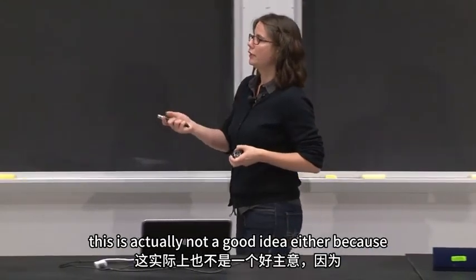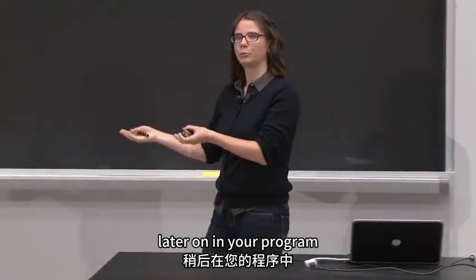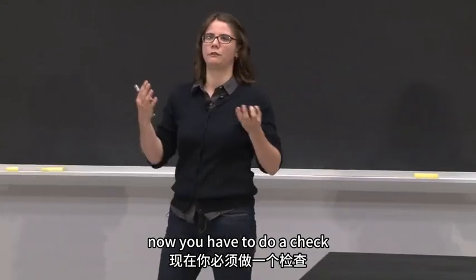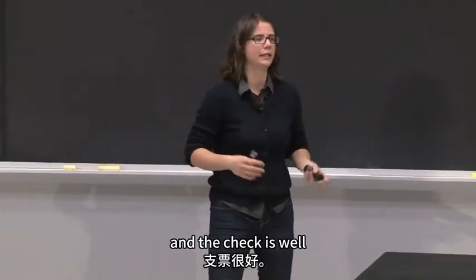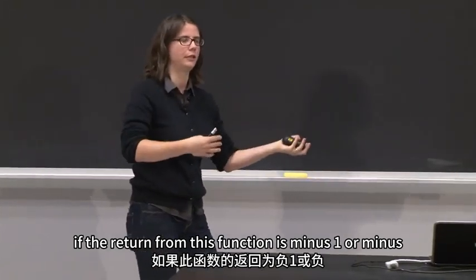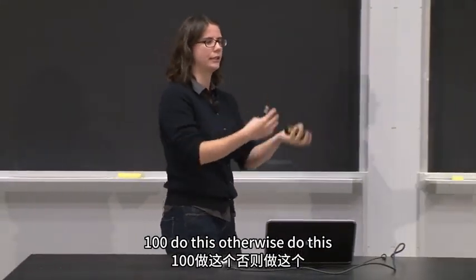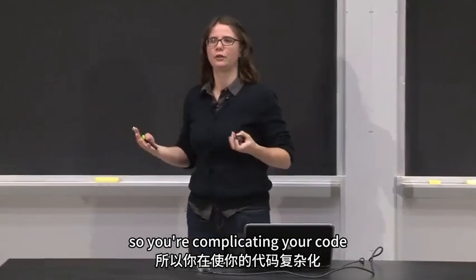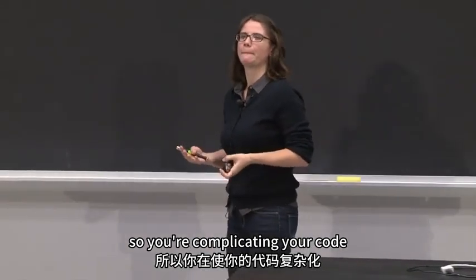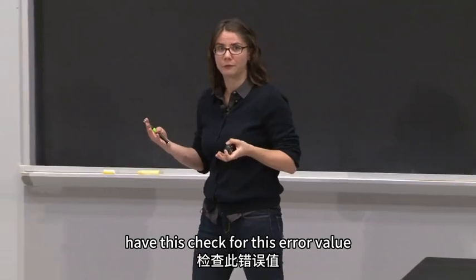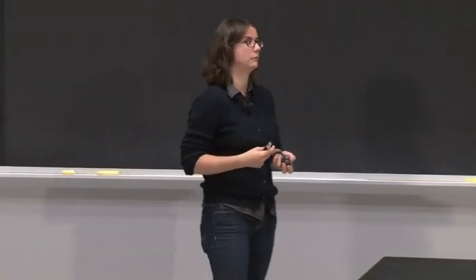This is actually not a good idea either, because later on in your program, if you're using this function, now you have to do a check. And the check is, well, if the return from this function is -1 or -100, do this. Otherwise, do this. So you're complicating your code, because now you always have to have this check for this error value, right?